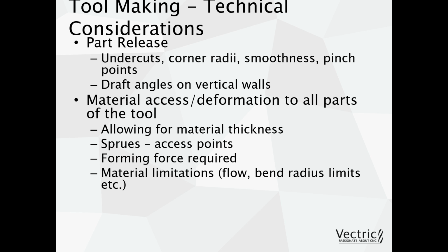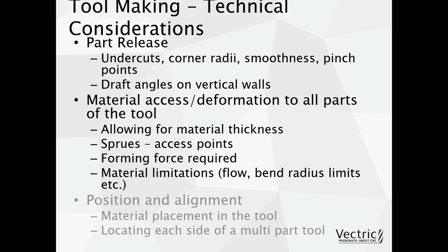So something else to think about with technical considerations is making sure the material can get into all parts of the tool. Depending on what you're forming, whether it's something like a heated blank or liquid material, you've got to make sure that you allow for material thickness. We might need to allow access points, or as we're going to do in our example today, channels that will allow material to release from the mould. We have to think about the forming force and also the limits of our material: how fast and how much can it flow, what are its bend radius limits, and things like that.